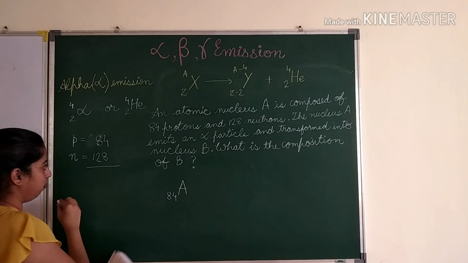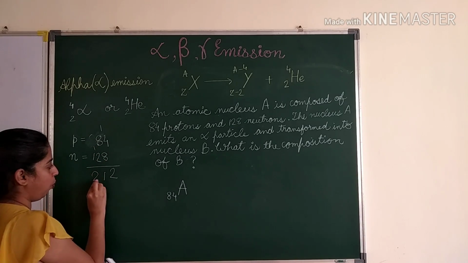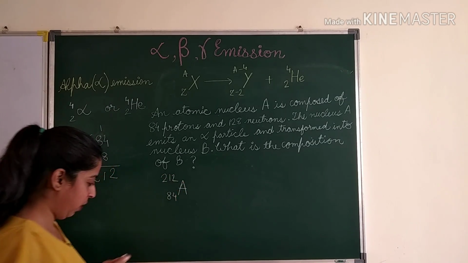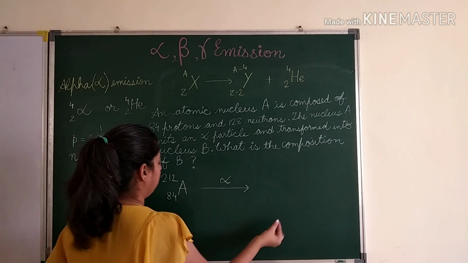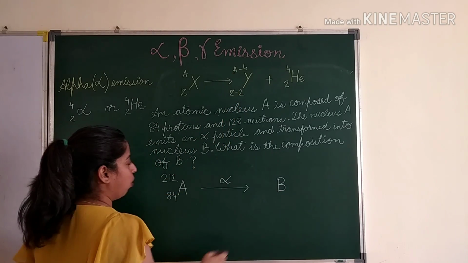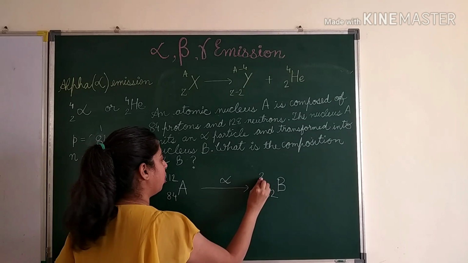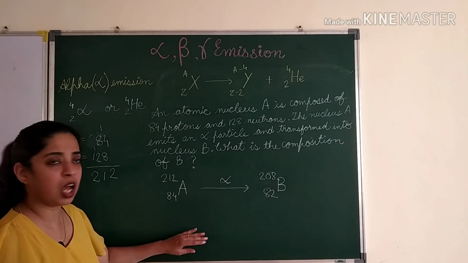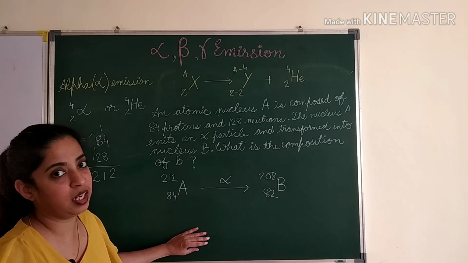So it will become 212, right? So here it is 212. So when an alpha particle is emitted, it becomes B. Now minus 2, minus 4. So this becomes 82 and this becomes 208. Correct? So this is how you will solve all types of numericals for alpha particle emission.